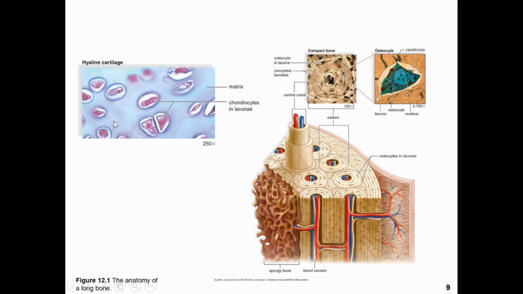Here's the matrix. Looks almost like a fluid or a gel-like background. And then we see this circle with a cell inside of it. The cell is the chondrocyte, chondro meaning cartilage, cyte meaning cell. And then the lacunae is the capsule that the cell is living inside of.